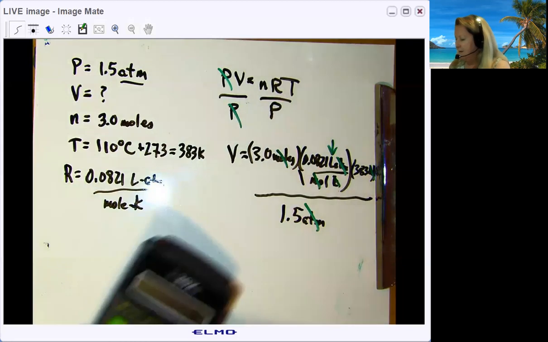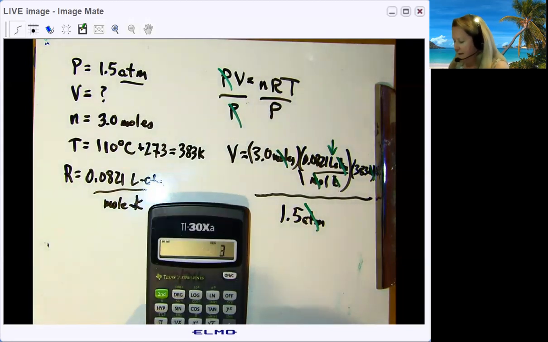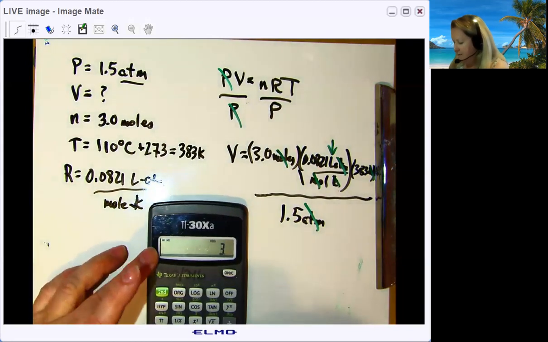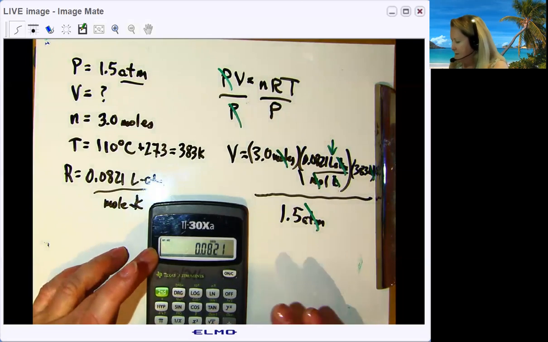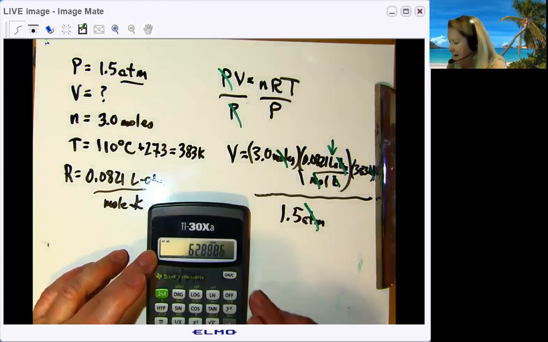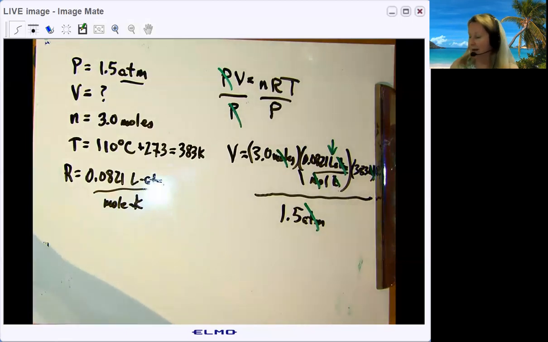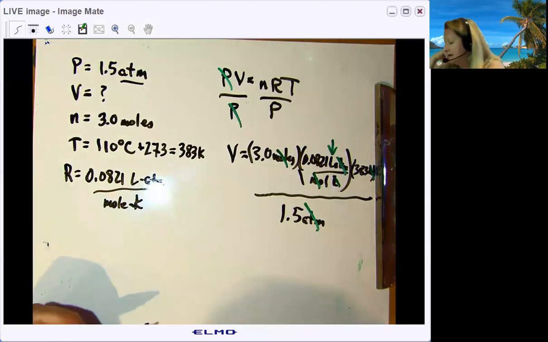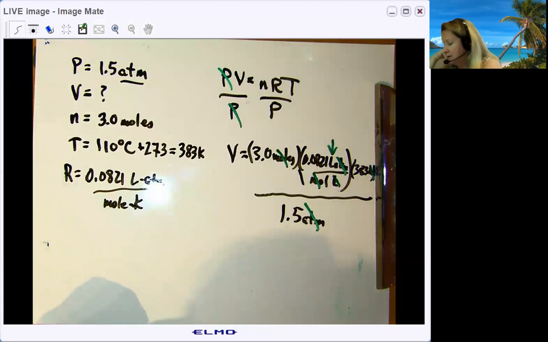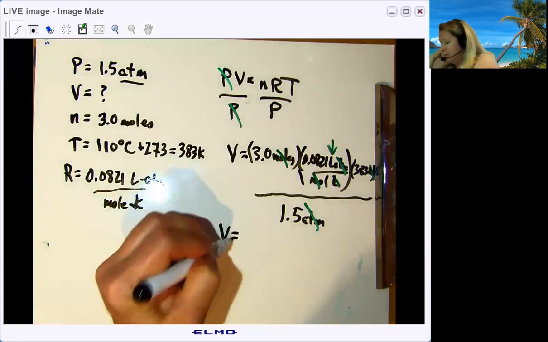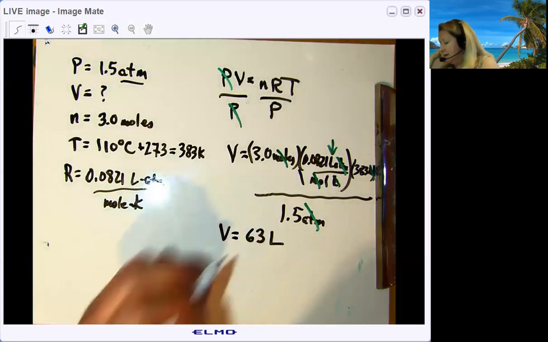So to do this calculation, we're going to do 3 times 0.0821 times 383 divided by 1.5, and we get that the volume is 62.9, which if we're watching our sig figs, we have to round to 2 sig figs. So our volume in this problem is going to be 63 liters.